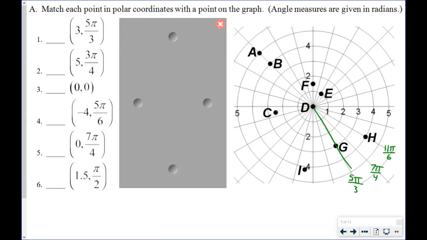I will highlight it. And we're looking for a point sitting on that angle that is 3 units away from the pole. Each unit is going to be one of those circles. So 1, 2, 3. That is point G. G sits on our angle 5π/3, and it is 3 units away from the pole.